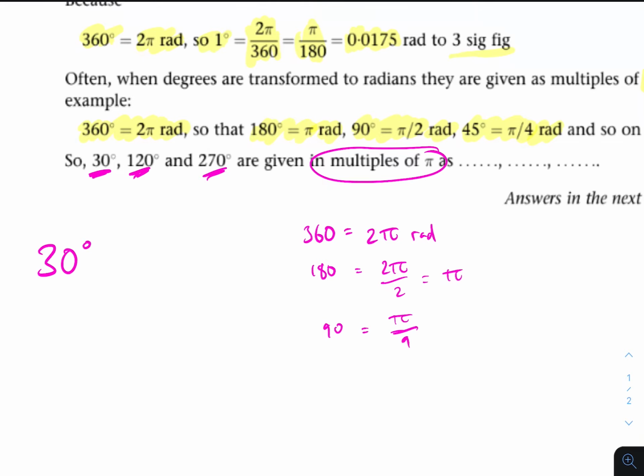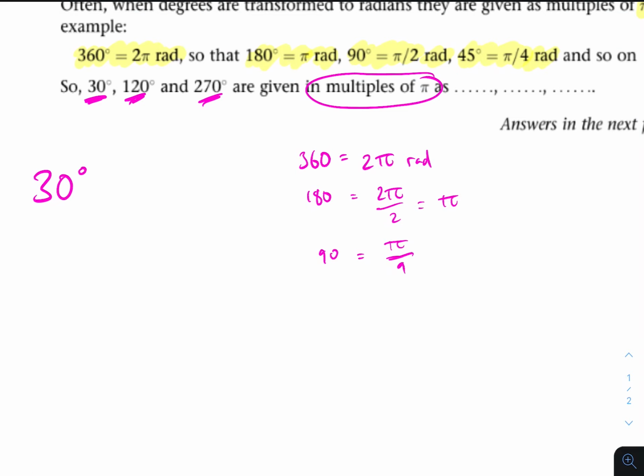Now, obviously, you can just keep on doing this. So, for example, you've got 45, which is equal to what? Pi divided by 4, right? So, what I do is I look at these 360, 180, 90, and 45. How can I get these three, 30, 120, 270, from these, right? Once I can get that, then I can figure out what it is in terms of radians.